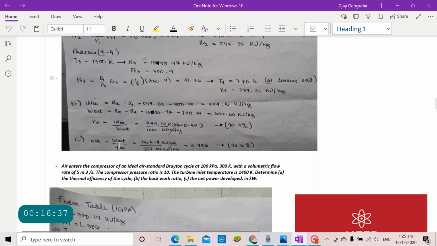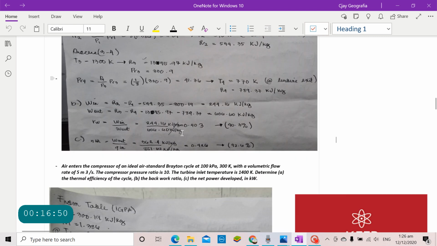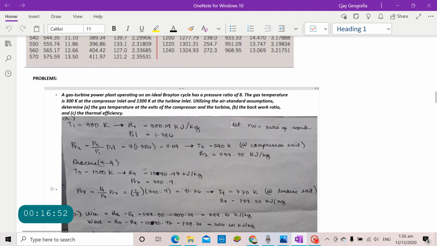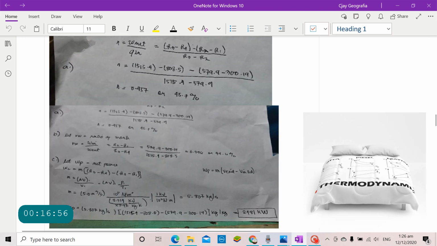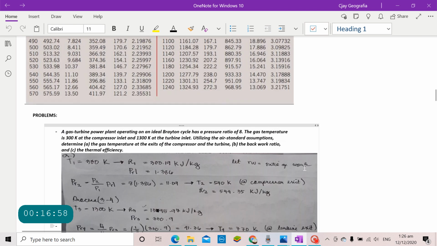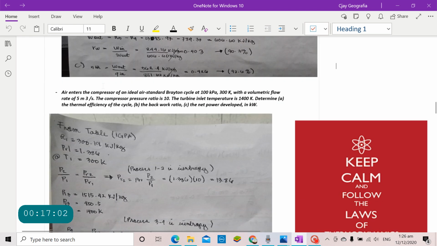for the heat addition. Input the values and manipulate, and the answer will be 0.426. You turn it to a percentage, so that you will get 42.6% for the thermal efficiency. So we are now finished with our problem 1. Now we have to tackle problem number 2.